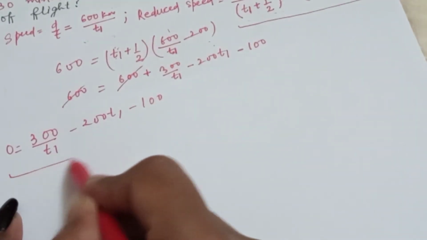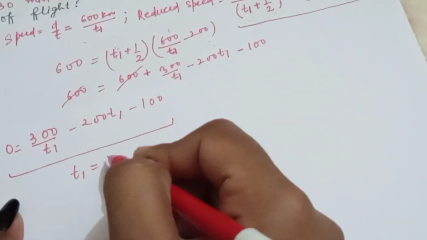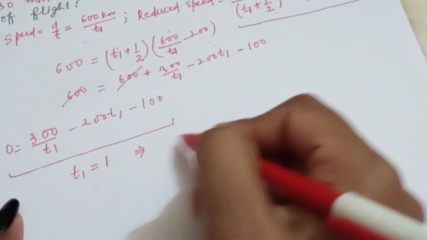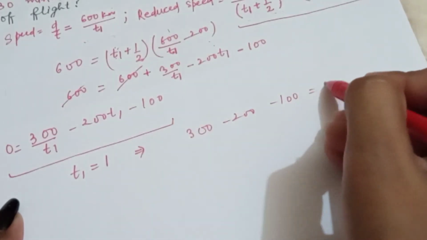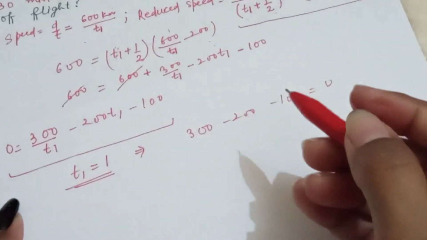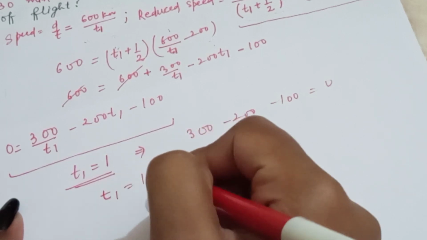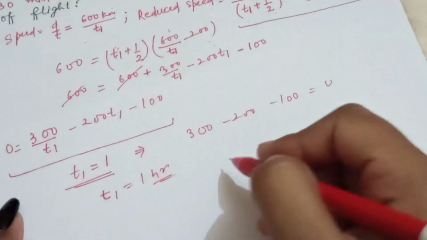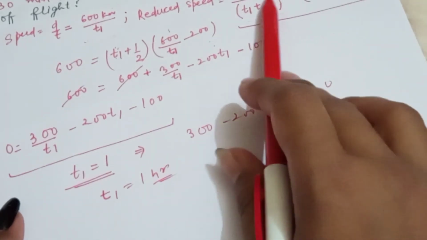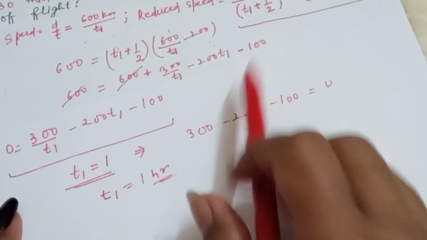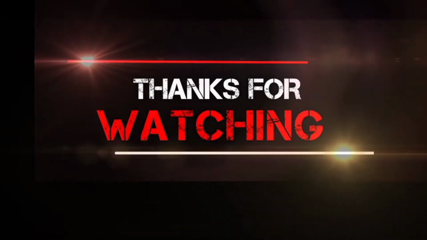So from this equation we can easily observe that if we substitute t1 equals 1, we will get 300 minus 200 minus 100, which equals 0. It means t1 equals 1 satisfies this equation, and time is in hours. Okay, this is our answer, because we have already converted our 30 minutes into hours. It means time is in hours.